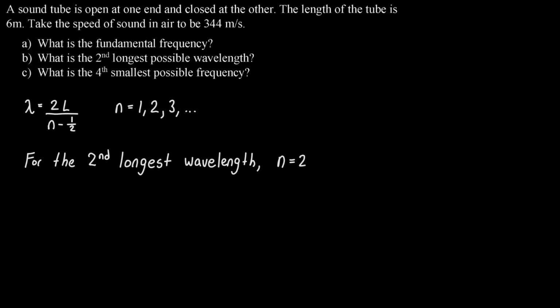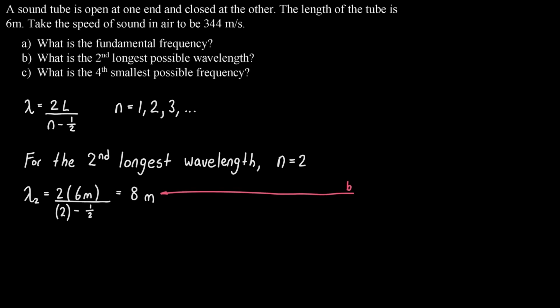For the second longest possible wavelength, that's going to be when n is equal to 2. So when n is equal to 1, that's going to be the longest wavelength, and then every n value above that is going to make the wavelength smaller and smaller. So if we plug in n is equal to 2 in our equation, we get 6 times 2 meters over 2 minus a half, and that gives us 8 meters.